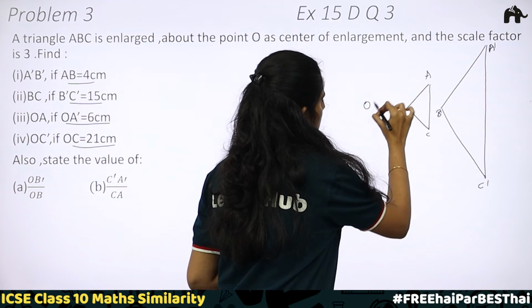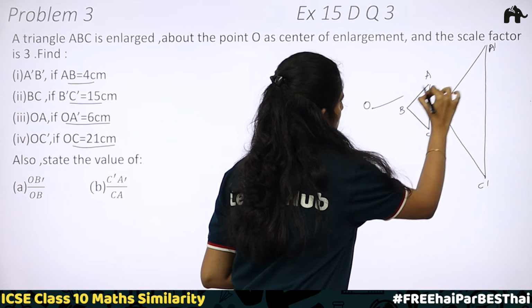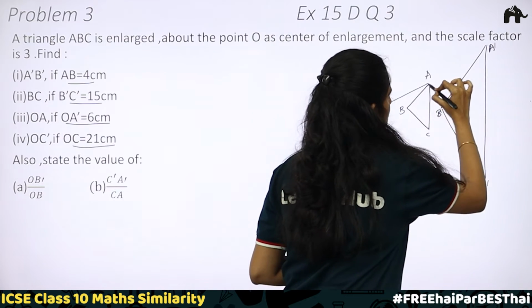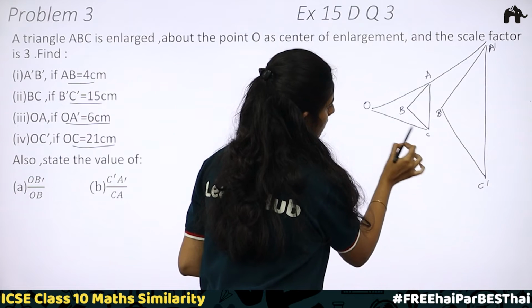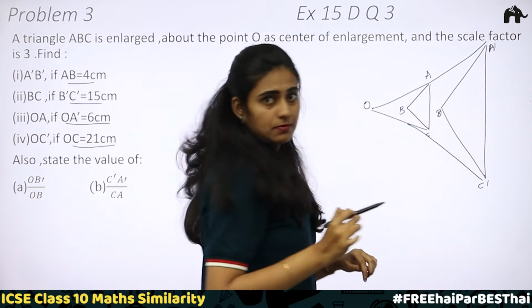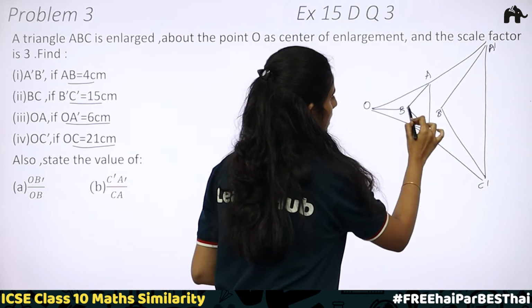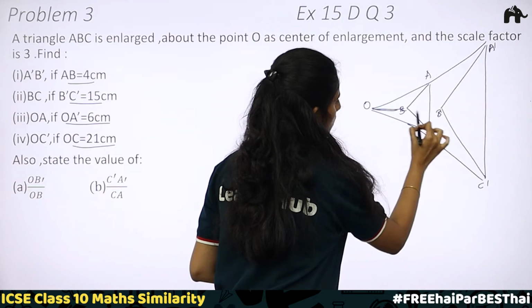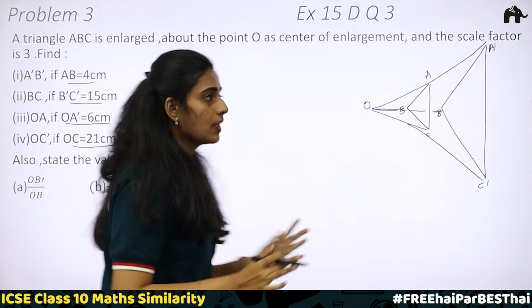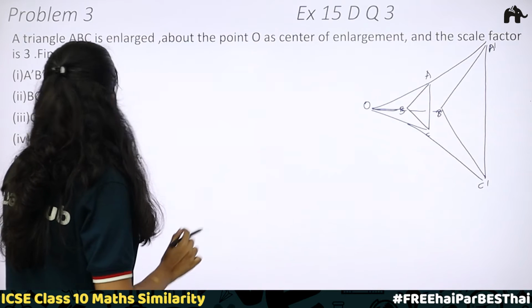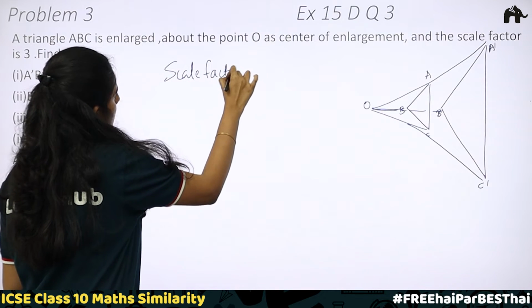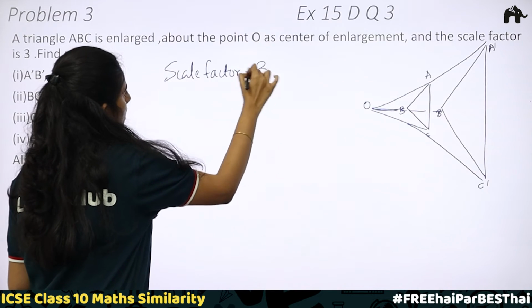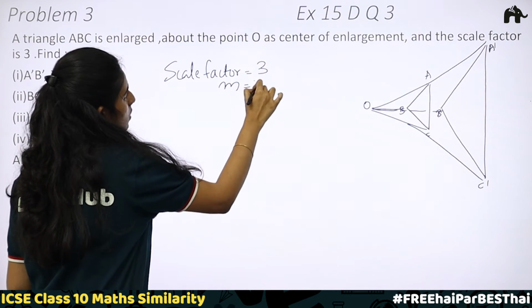Okay. So, this length is OA and extending we get OA dash. This length is OC and we extend it to get OC dash. This is OB. On extending we get OB dash. Now, here given that the scale factor is equal to 3. Okay, scale factor M is equal to 3.